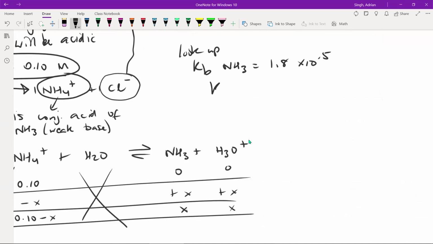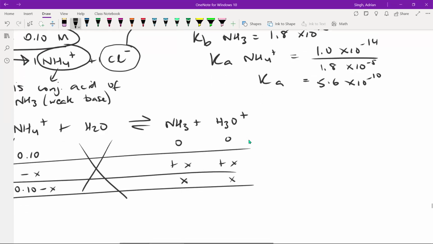Which means we can find the Ka for NH4 plus. We'll take the Kw, 1.0 times 10 to the negative 14, divided by the Kb value for the conjugate base, which we just looked up. So we get the Ka for the ammonium ion as being equal to 5.6 times 10 to the negative 10.